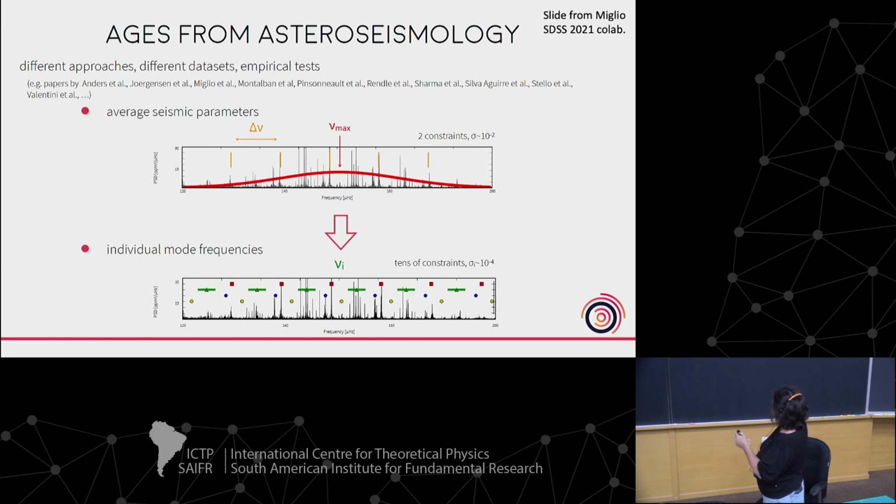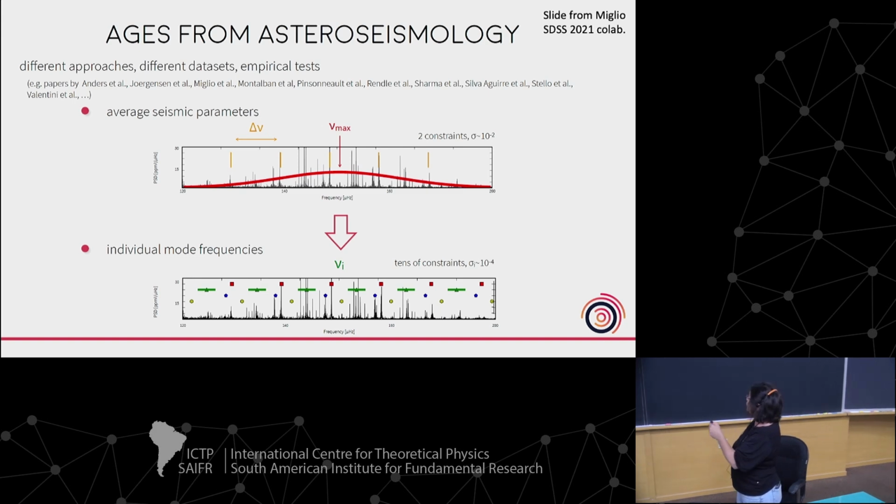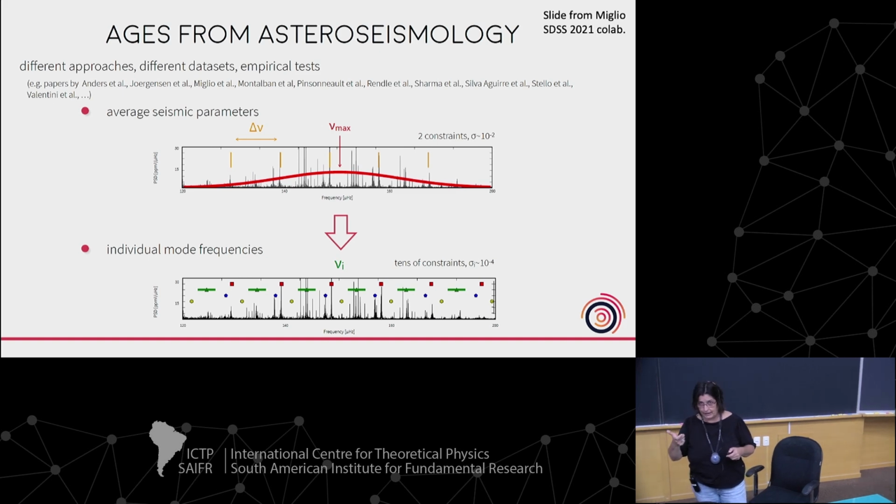And I can get two parameters from seismology. One we call delta nu, which is the distance between two of these oscillation modes, or the nu max, which is the peak of the oscillations. Doesn't matter. This is doing seismology simply and it already gives me a lot of results. I can do seismology in a much more complicated way, which involves individual frequencies, where people are modeling each of these modes, and then I can increase a lot the precision I have in ages.